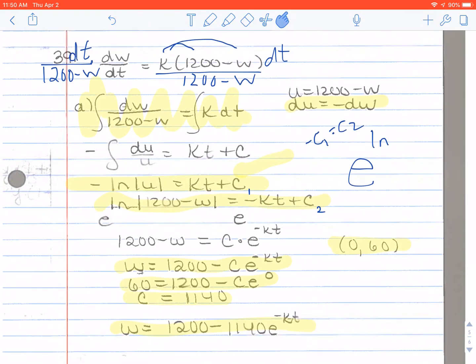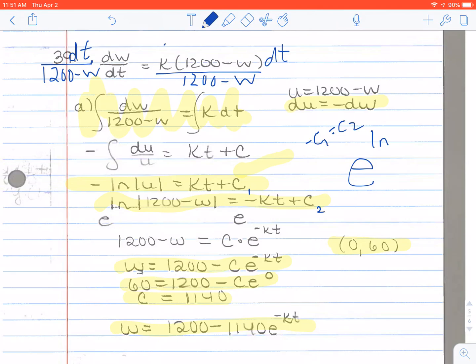All right, this is a good one. This is like that last example on page 28, so if you need more practice on it. dw dt, I only wanted you to do part A of this one, because what I want you to notice is we cannot distribute this k. If we distributed that k, we'd get 1200 k dt minus kw dt, and then it's going to be impossible for us to separate the w's and the t's.